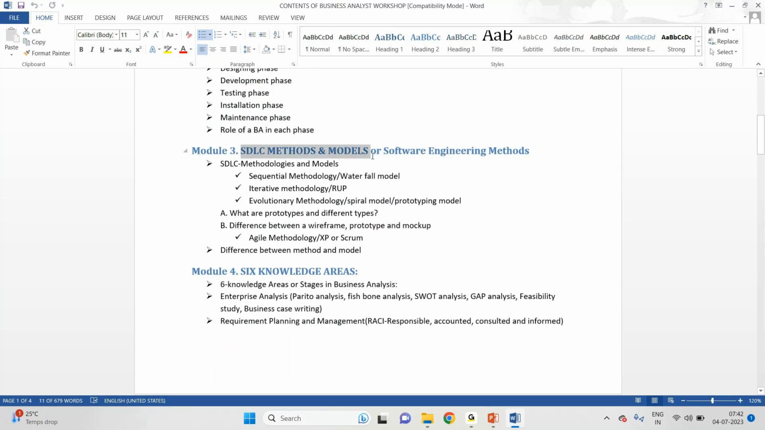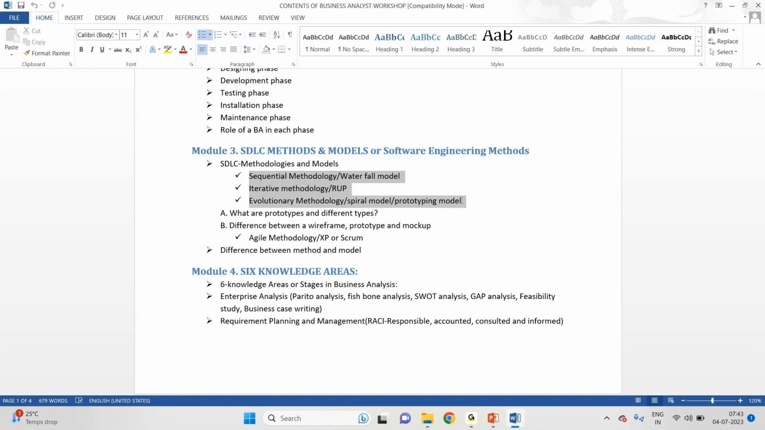So these are also known as software engineering methods. So here I am going to explain you what is a method and what is a model. Then I will explain you 4 important methods which are presently existing in the IT market. So those are nothing but sequential methodology and waterfall model or iterative methodology or RUP. RUP stands for Rational Unified Process. Then next we will see with evolutionary methodology, which is also known as spiral model or prototyping model.